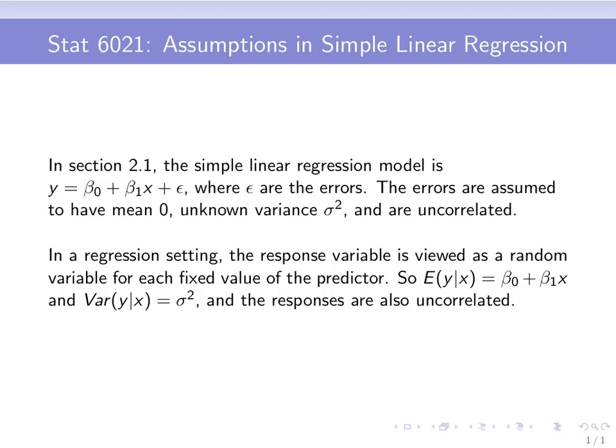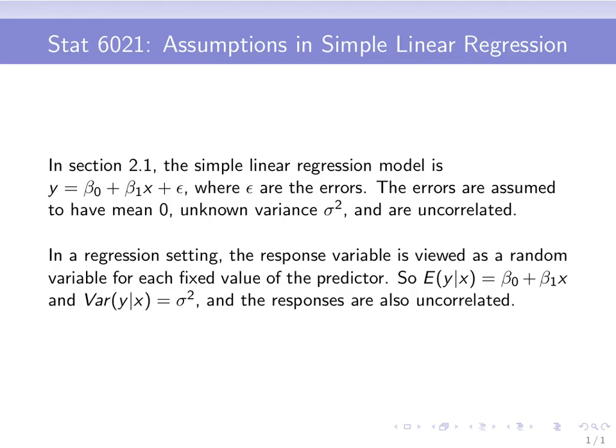In this video, I'll go over what the regression assumptions mean, and I'll explain it using some diagrams just to show what they mean. So in the textbook, the simple linear regression model is y equals beta 0 plus beta 1 times x plus the error terms, and the assumptions deal with the error terms. The errors are assumed to have a mean of 0, unknown variance sigma square, and are uncorrelated.